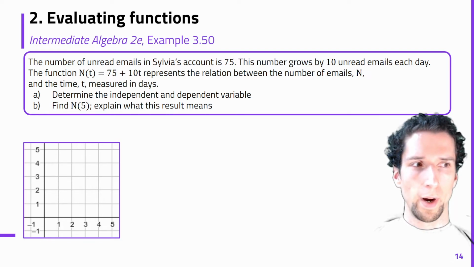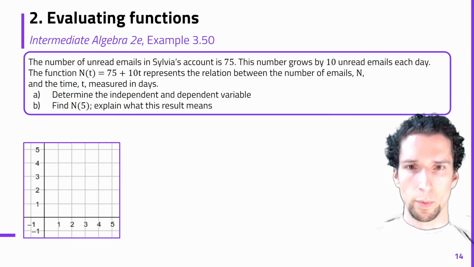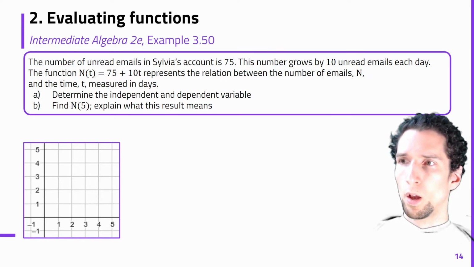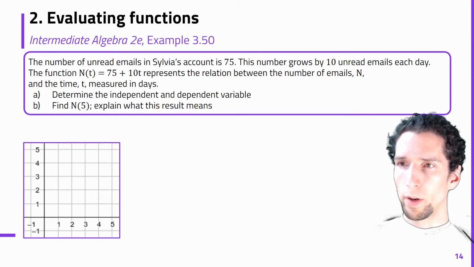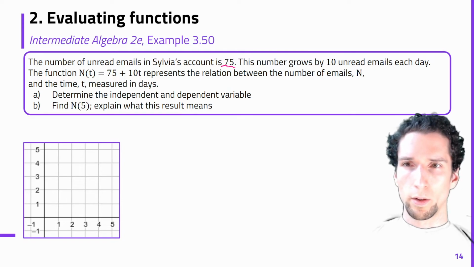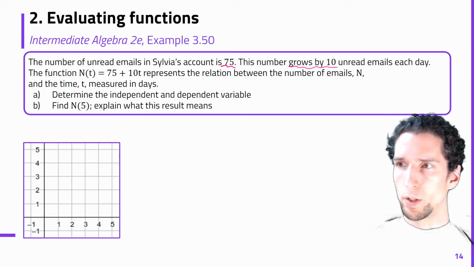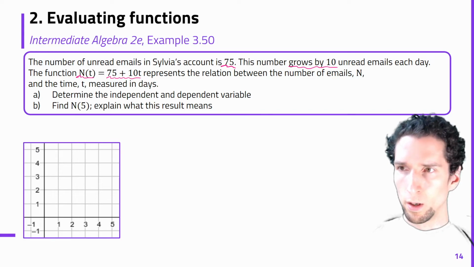Okay, so hopefully you've read it and it kind of makes sense to you, and you can see what we're trying to figure out. So number of unread emails in Sylvie's account, we've got a 75 here, and it is growing by 10 each day. We'll get bigger by 10 each day. Okay, so we have a function n of t, and that is equal to 75 plus 10t.